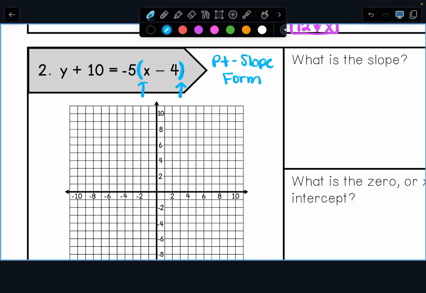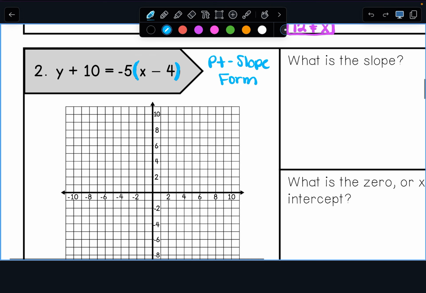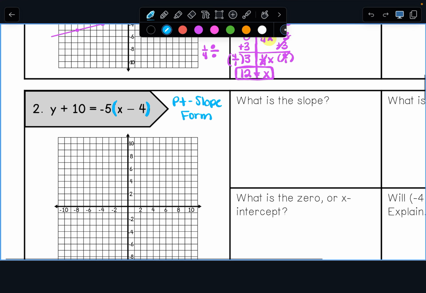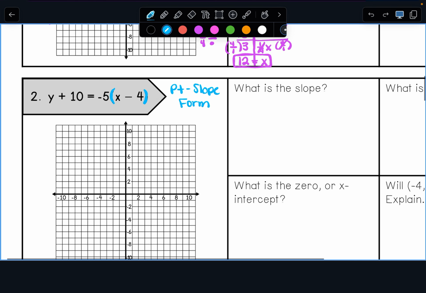It gives me an x and your 2 points. You see parentheses. You don't see parentheses in any of the other equations. Okay? Now, you can identify the slope here. What is the slope? -5.